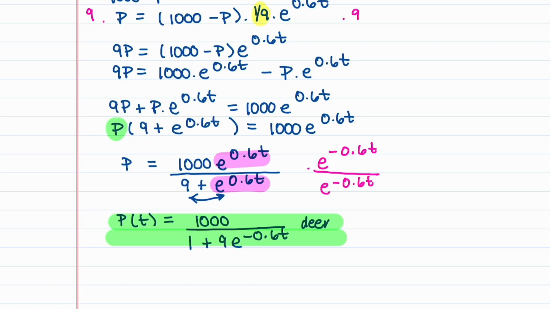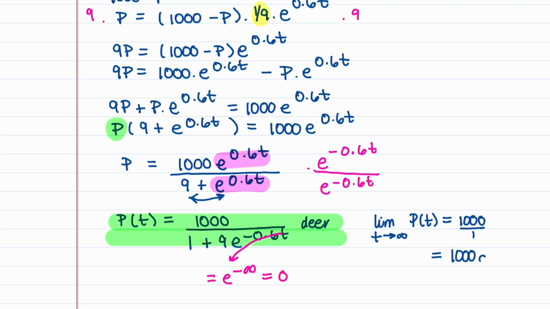If we want to find out what the population approaches as time goes to infinity, we're going to take the limit as t goes to infinity of P of t. This term is going to equal e to the minus infinity, which is 0. So we're just going to be left with 1,000 over 1, which is 1,000 deer. And that's exactly the park's carrying capacity. So we know that we've done the problem right.